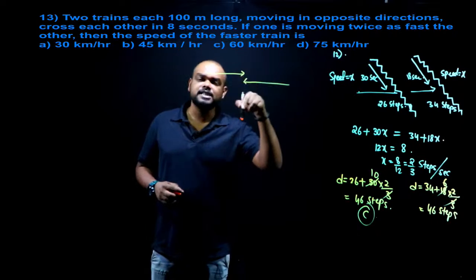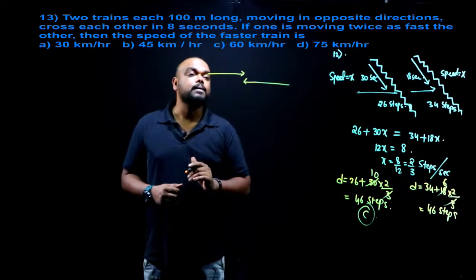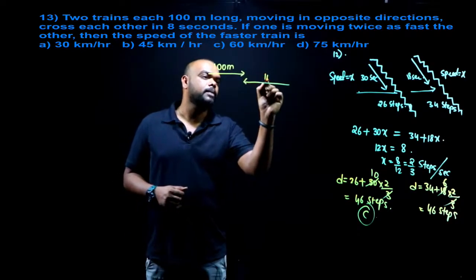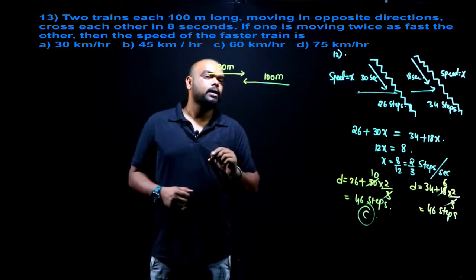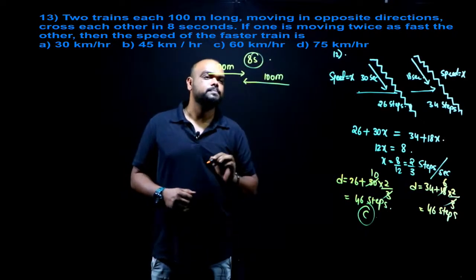Did he mention any distance between them? No. It means they are at this position only. Okay. Two trains, each 100 meter long. It means this is also 100 meter and this is also 100 meter. Moving in opposite direction, they cross each other in 8 seconds. Acha. They will take 8 seconds to cross.